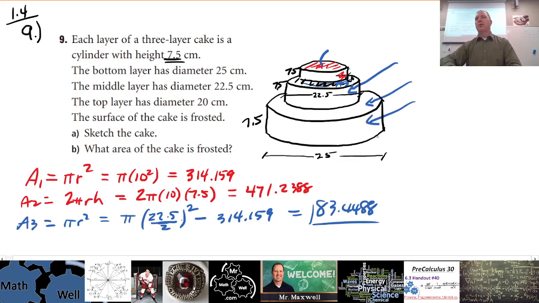And do we ice the bottom of the cake? No, you don't ice the bottom of the cake. It's sitting on a tray. Okay? So this is what you have so far. These ones you're going to add up, and then you're going to keep working down the cake, okay?